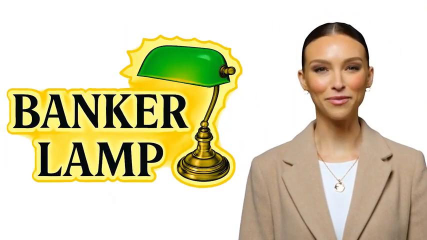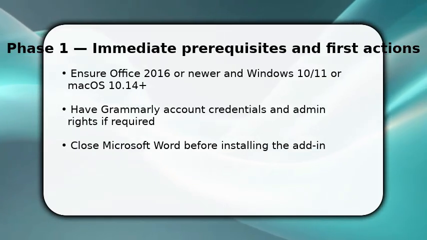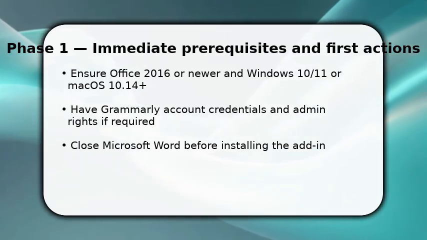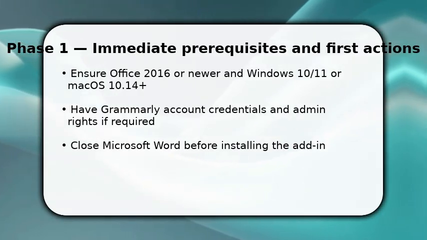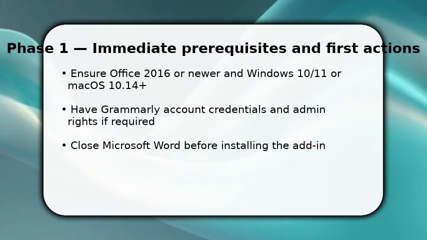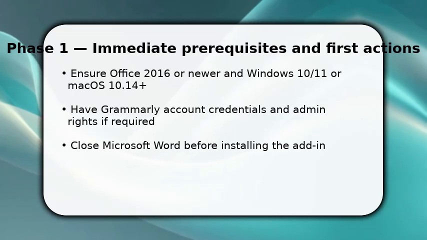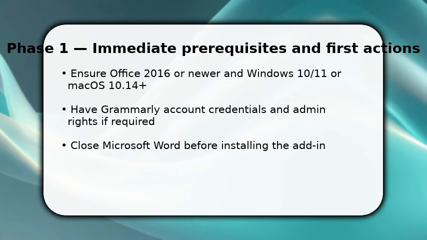Please enjoy the video. You begin by confirming requirements: Office 2016 or later, active Grammarly account, and permission to install software. Once verified, sign into Grammarly on the web so credentials are ready. Next, download the Grammarly for Microsoft Office installer from your Grammarly account. Choose the correct platform, Windows or Mac.